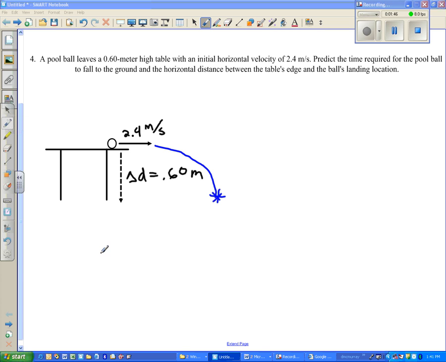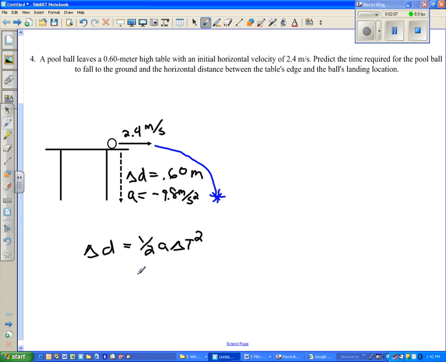So I'm going to say, all right, well then how can I find out time knowing change in distance and also knowing that gravity in the vertical realm is negative 9.8 meters per second squared? I can say, well then delta D equals 1/2 a change in time squared. And therefore I rearrange this a bit and I end up with delta t equals the square root of 2 change in distance all over a.